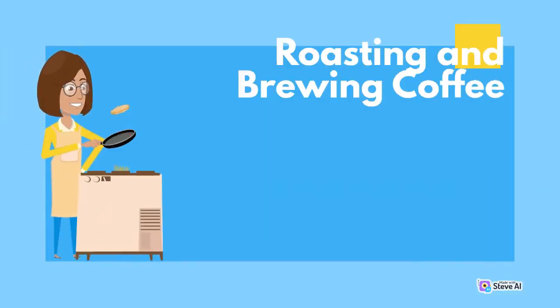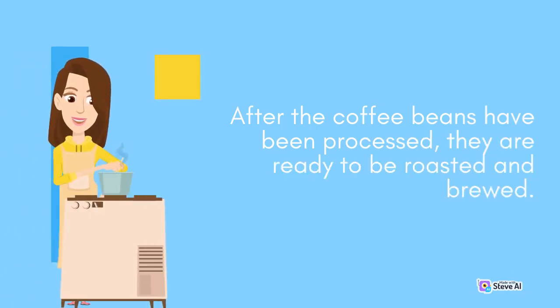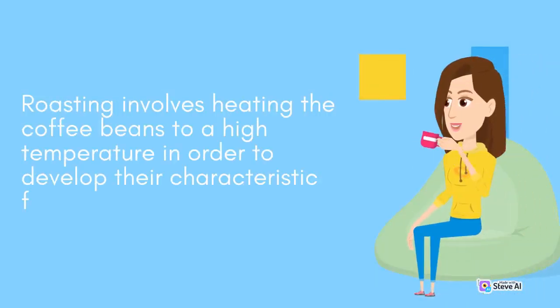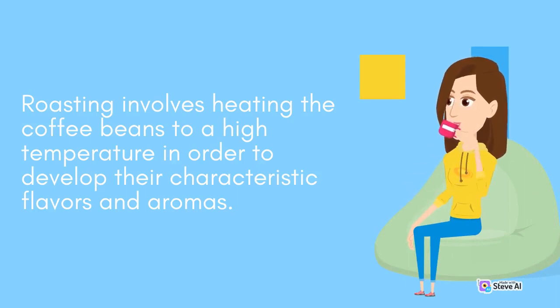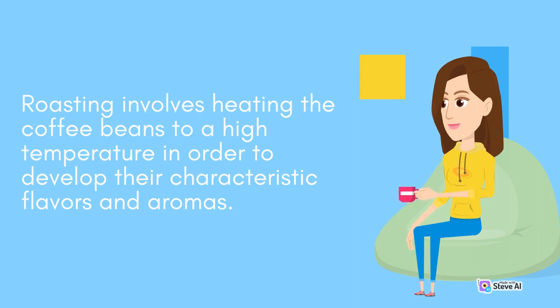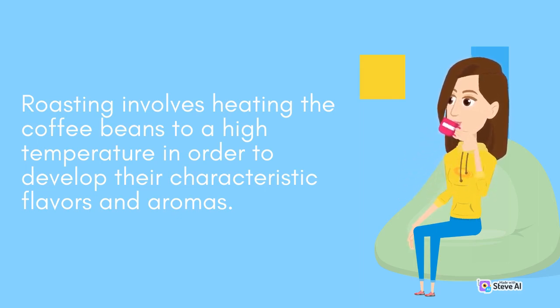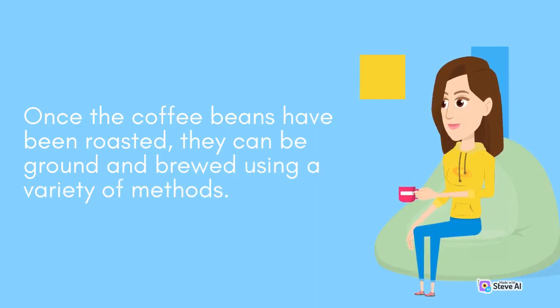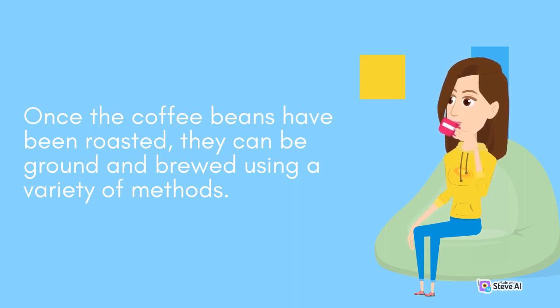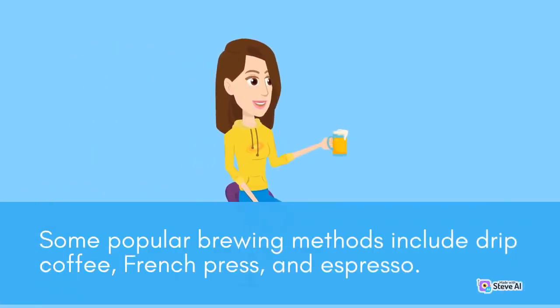Roasting and brewing coffee. After the coffee beans have been processed, they are ready to be roasted and brewed. Roasting involves heating the coffee beans to a high temperature in order to develop their characteristic flavors and aromas. Once the coffee beans have been roasted, they can be ground and brewed using a variety of methods. Some popular brewing methods include drip coffee, French press, and espresso.